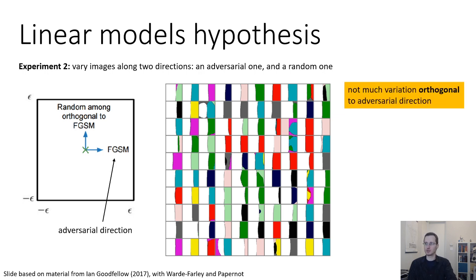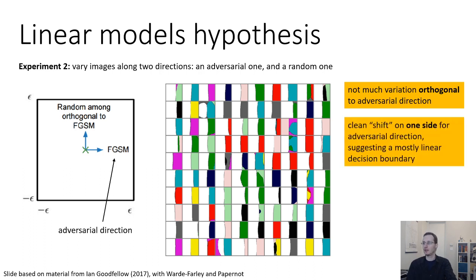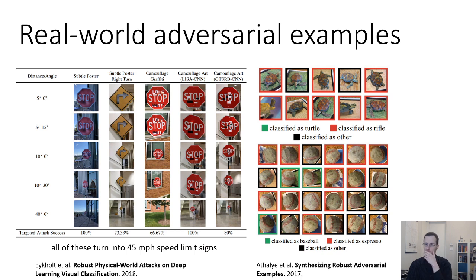Okay. So there's not much variation orthogonal to the adversarial direction. It's up and down in this plot. And you have a clean shift on one side for the adversarial direction, suggesting a mostly linear decision boundary. Okay, so that maybe helps us understand a little bit where these adversarial examples are coming from.